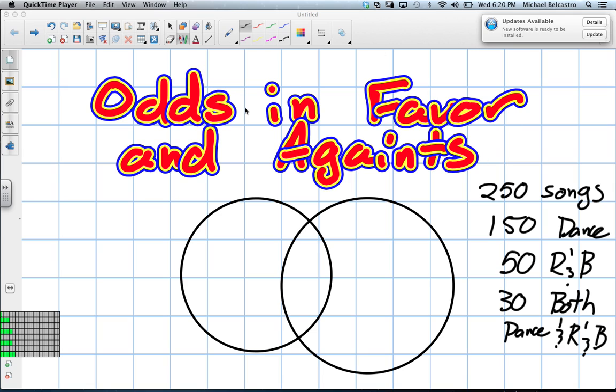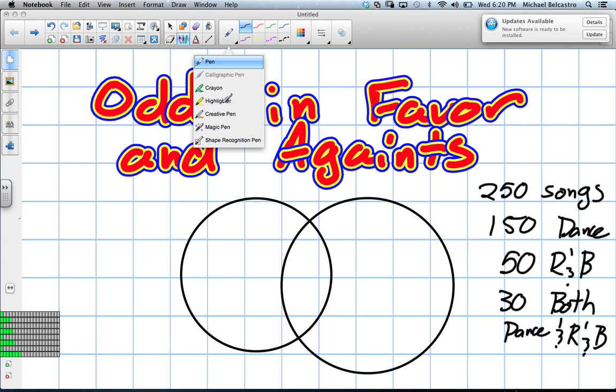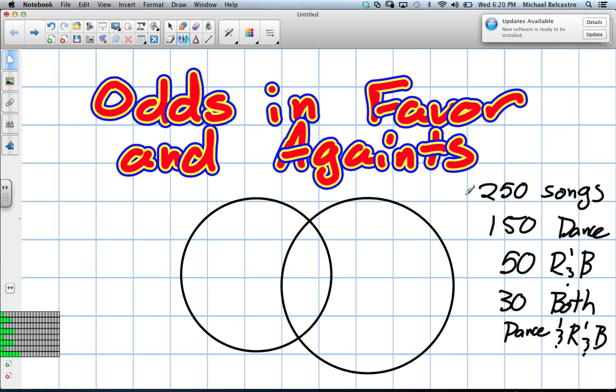So we're going to go over odds in favor and against. We have a quick question here, and they've given us some important information. There are 250 songs in this guy's MP3 player, right? They've asked us to make a Venn diagram essentially to explain it. So what we've done here is we have a section that's going to take care of dance and another section that's going to take care of R&B songs.